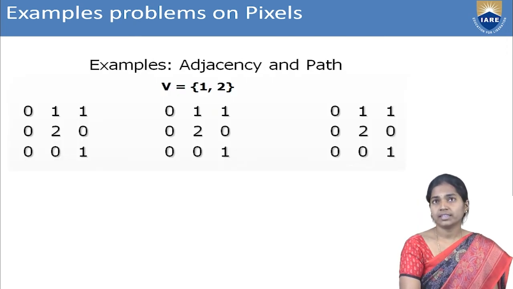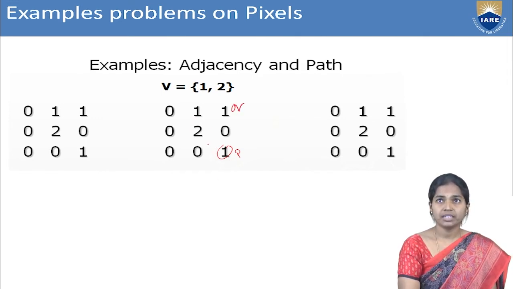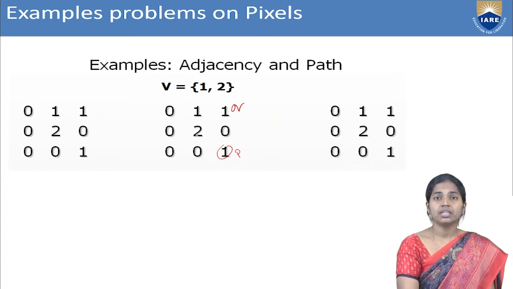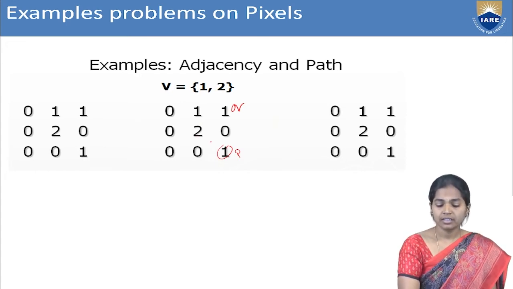Here consider one example of adjacency and path, V equals 1 comma 2. We can travel from point P to point Q. How can we find the path? The adjacent pixel values are 1 or 2 only. If the adjacent pixel values are 1 or 2, we can choose that path only.